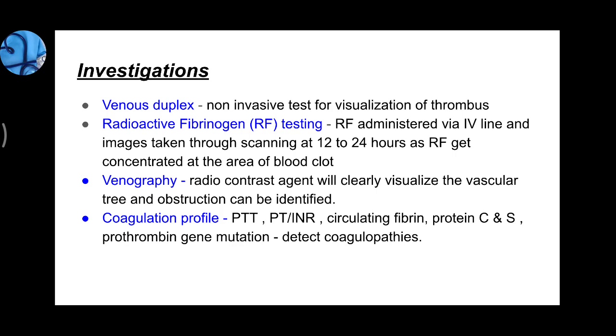This RF is administered via an IV line and images are taken through scanning at 12 to 24 hours, as radioactive fibrinogen gets concentrated at the area of the blood clot. Venography: this radio contrast agent will clearly visualize the vascular tree and obstruction can be clearly identified. Coagulation profiles: PTT, PT INR, circulating fibrin, protein C and S, prothrombin gene mutation. These coagulation profiles detect coagulopathies.